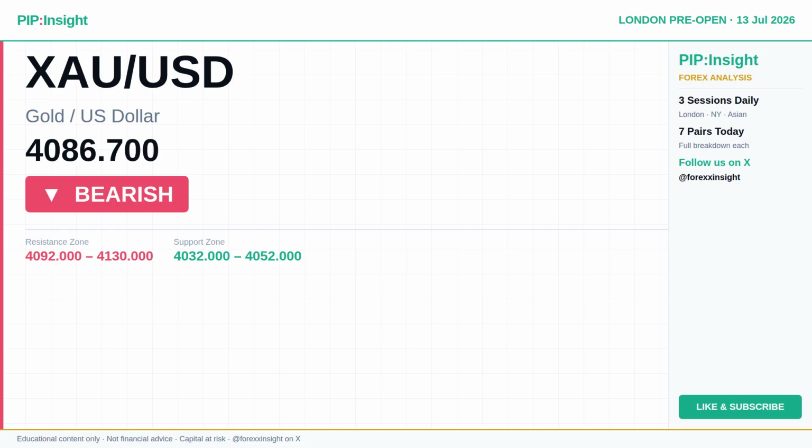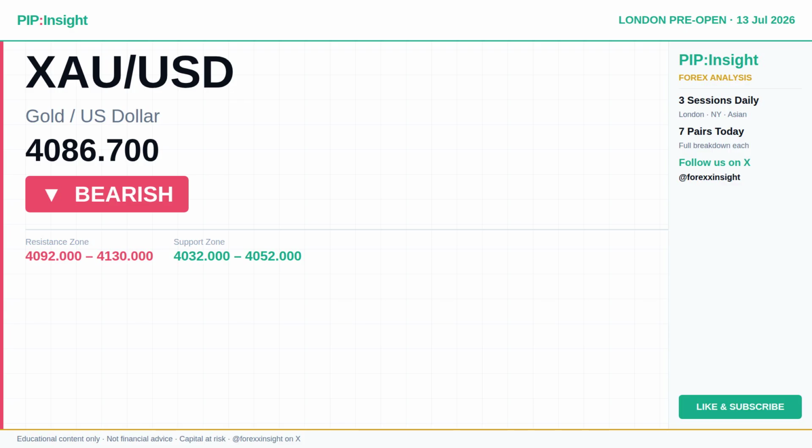Gold is sitting at around $4,087 heading into the London Open, and the structure remains bearish on both the 4-hour and 1-hour charts. Price has been carving out lower highs and lower lows since rejecting hard from the $4,147 area on the 9th of July, and that sequence hasn't been broken. What we've seen during the Asian session is a recovery from a low of $4,052 up to current levels, but that's a bounce within a downtrend, not a reversal.